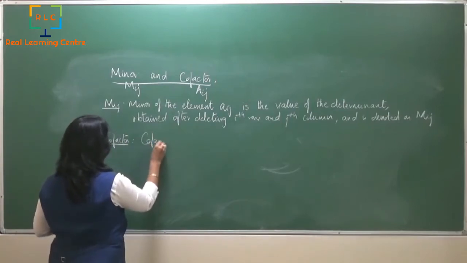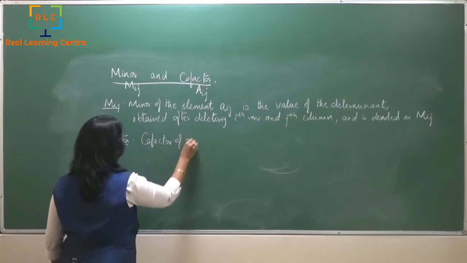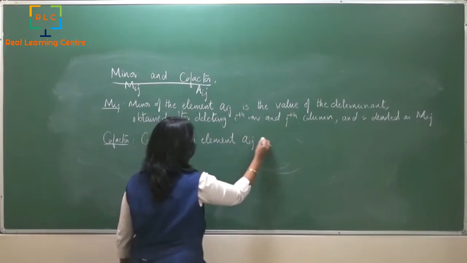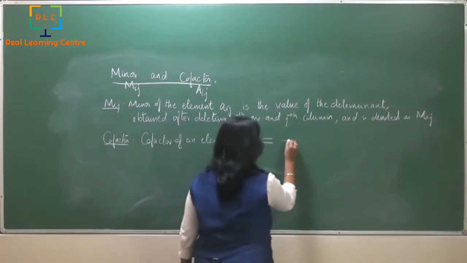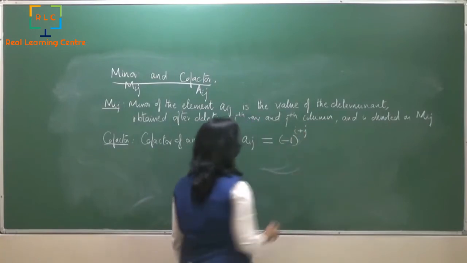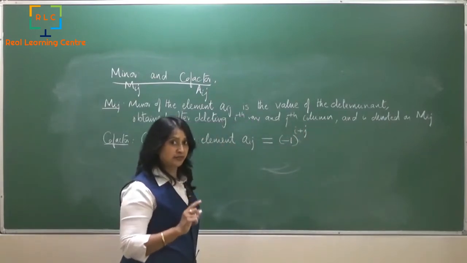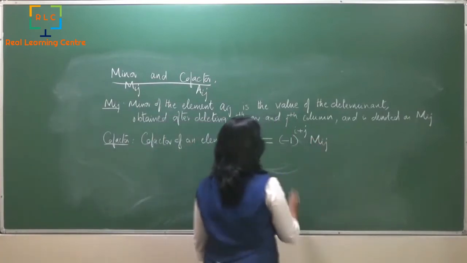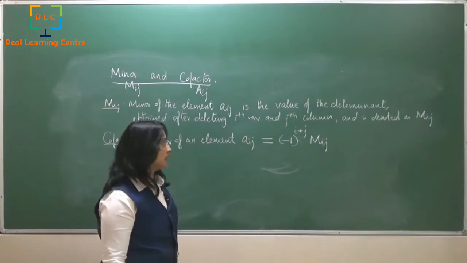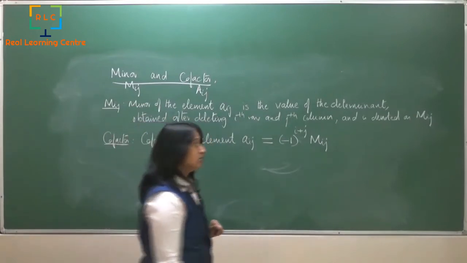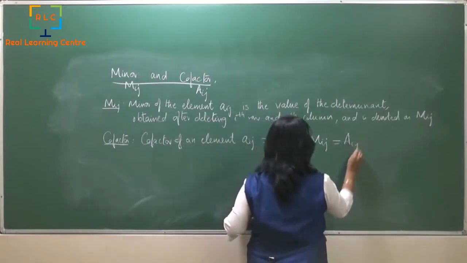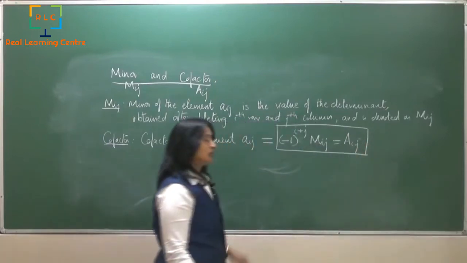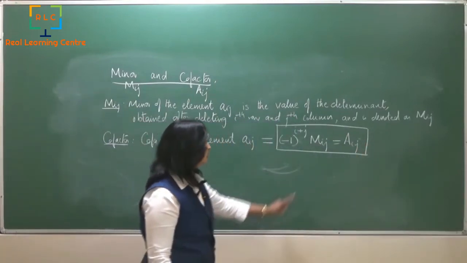Cofactor is the cofactor of an element Aij, it is given by this formula. You know what? Minus 1 to the power of i plus j, which we already learnt as the sign convention. So take that sign and multiply that by the minor. This is the formula for Mij. And what is this cofactor denoted by? Aij. So this is the cofactor formula. Aij is equal to minus 1 raised to the power of i plus j into Mij.